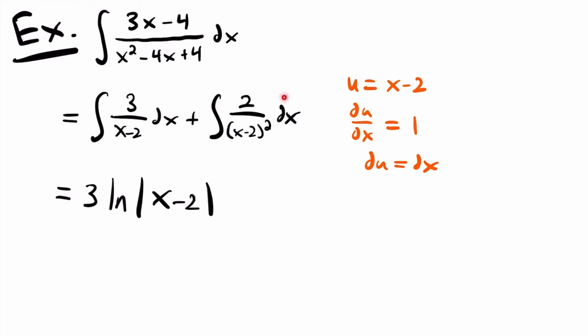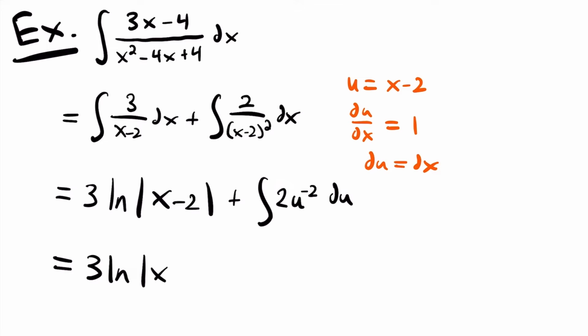And so if we rewrite this integral in terms of u, we will have plus the integral of 2 divided by u squared times du. And now we can move u squared to the numerator by making that exponent negative. And so if I rewrite this, we will have 2 times u to the negative second power, which we can then integrate using the power rule of integration. So this is equal to 3 times the natural log of x minus 2 plus 2 times u to the negative first power divided by negative 1, and then plus c. Okay, so we added 1 to the exponent to get negative 1, and then we divided by that new exponent.